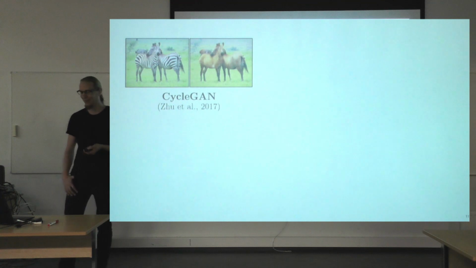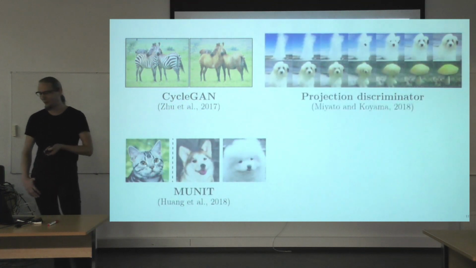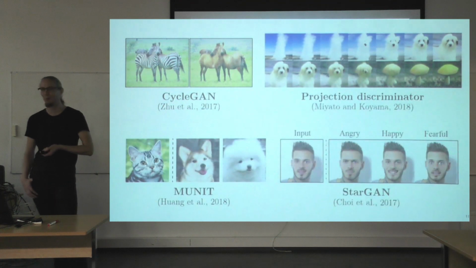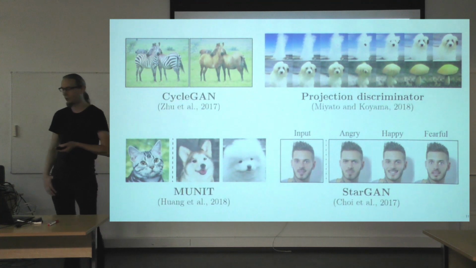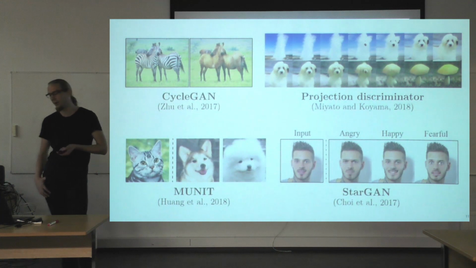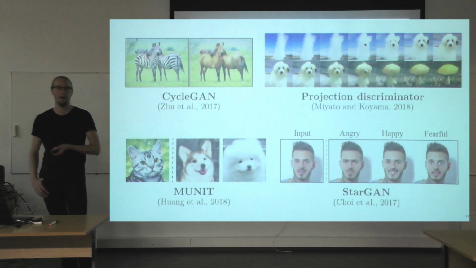Ever since its conception, this basic idea has spawned a lot of research papers with pretty amazing results. Nowadays, we can turn zebras into horses, cats into dogs, dogs into mushrooms, and frowns into smiles. However, the training process remains quite unstable, and so these results have been largely limited to quite low resolutions.